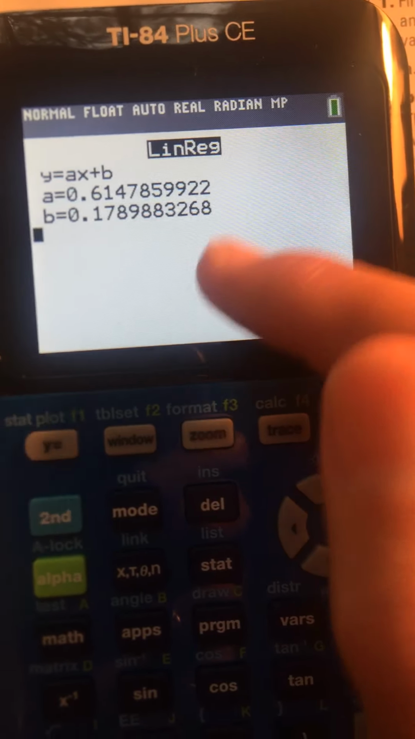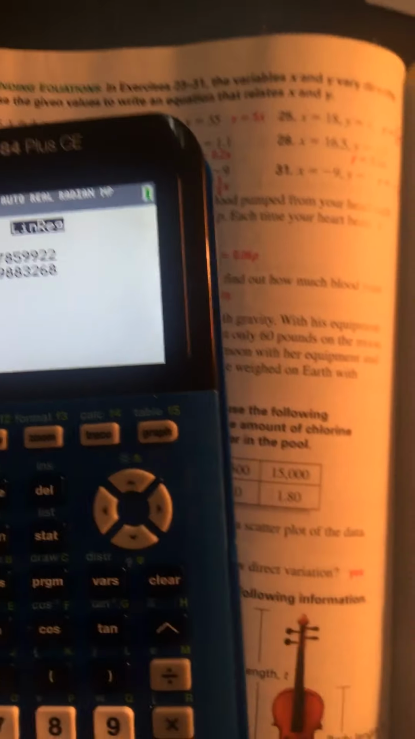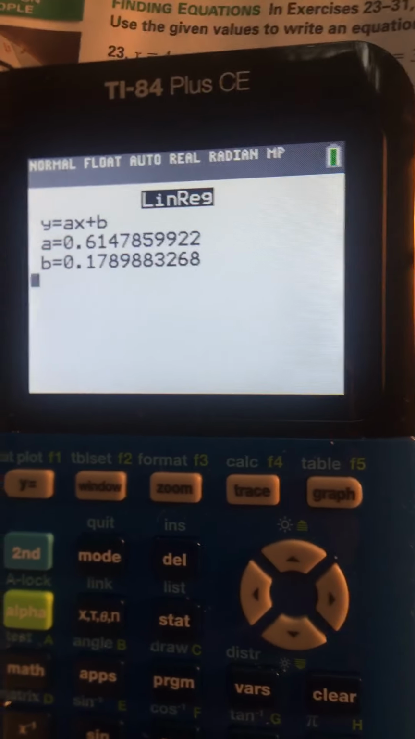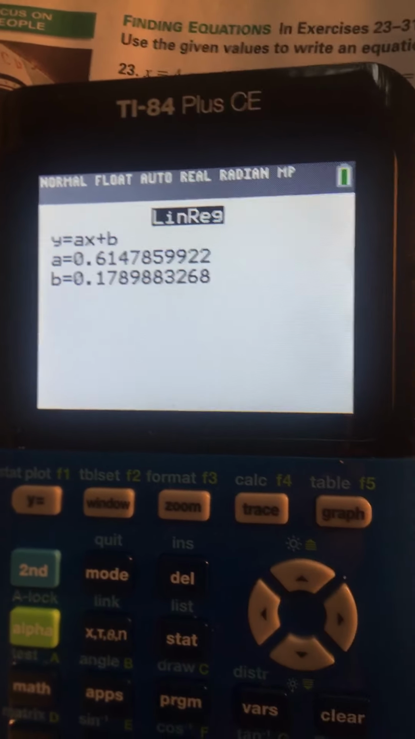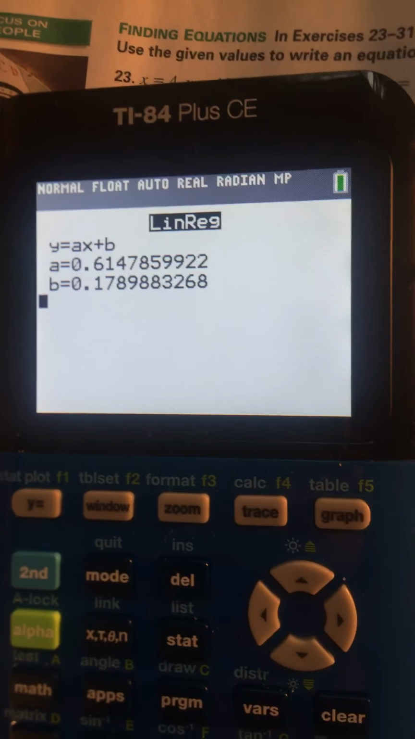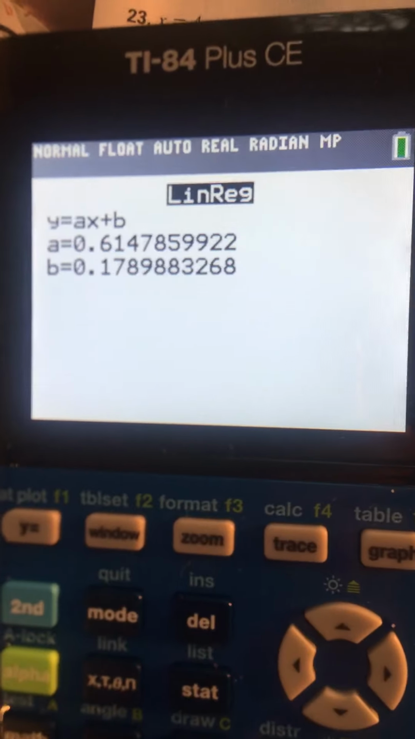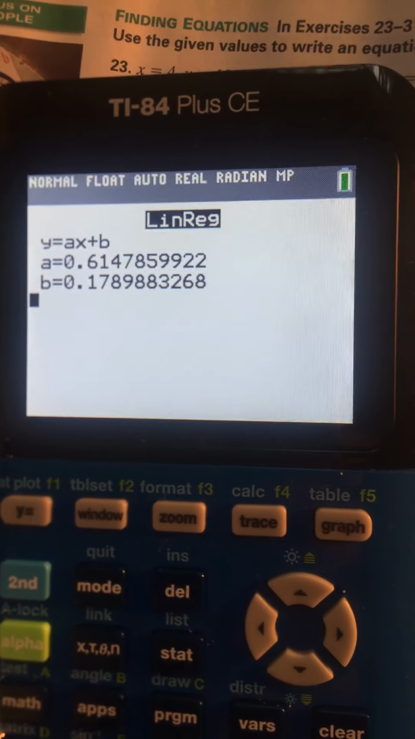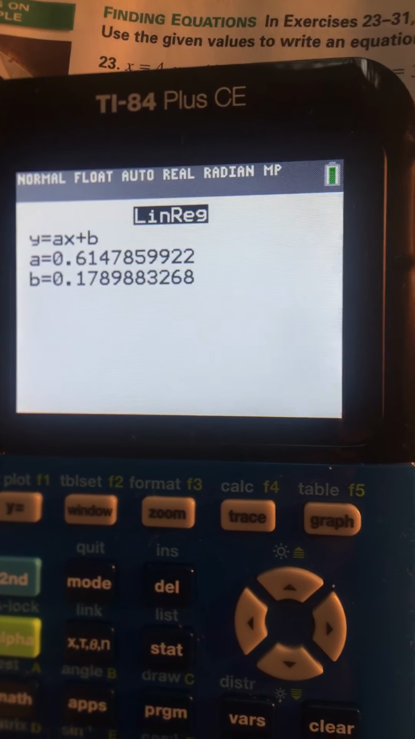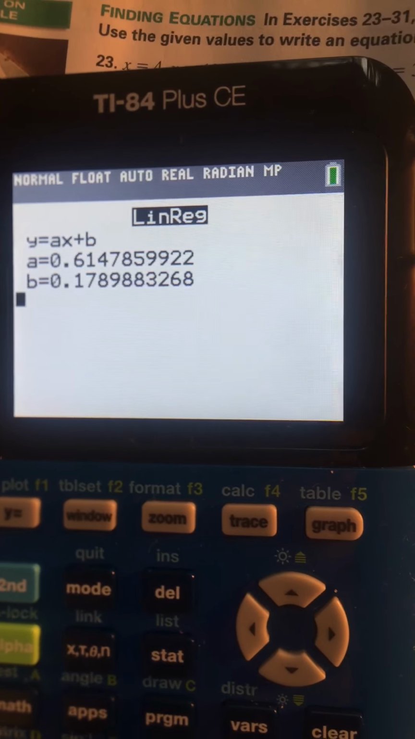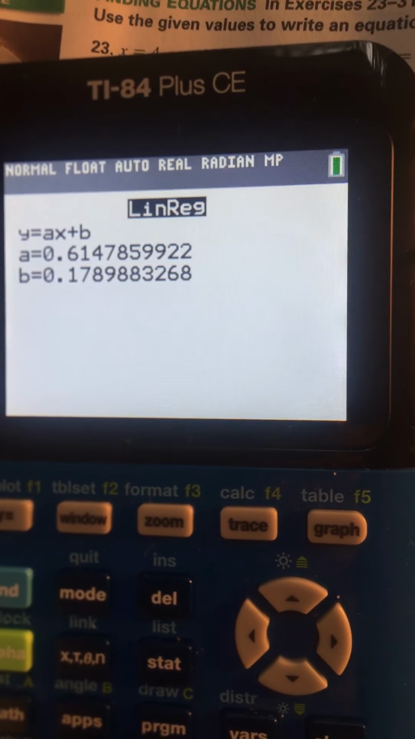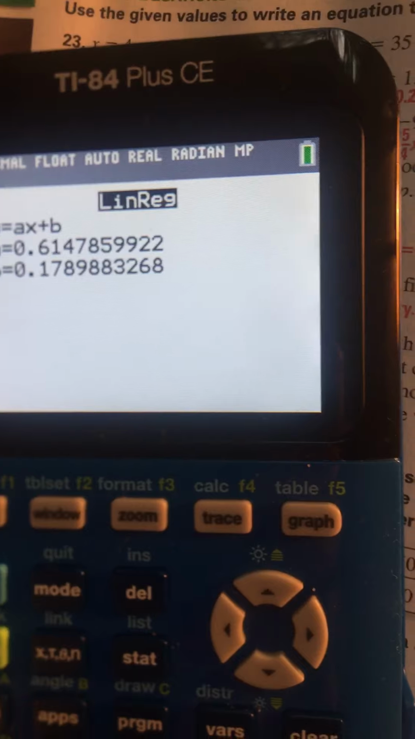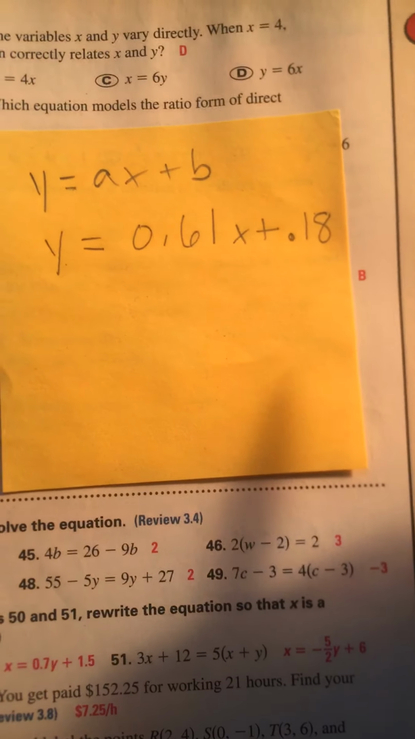And there's my equation. So let me write it down on this little sticky note I got here. Let me move that around. And I'll write down my equation. It's y equals ax plus b is the way they put it. They use a instead of m. You're probably more familiar with m. So a, or m, is 0.61, x plus b is 0.18. Okay, so that's my equation.